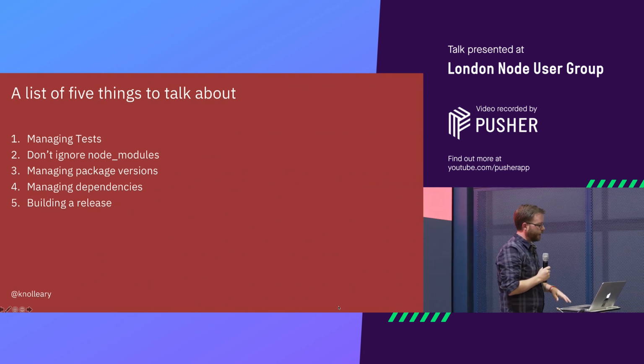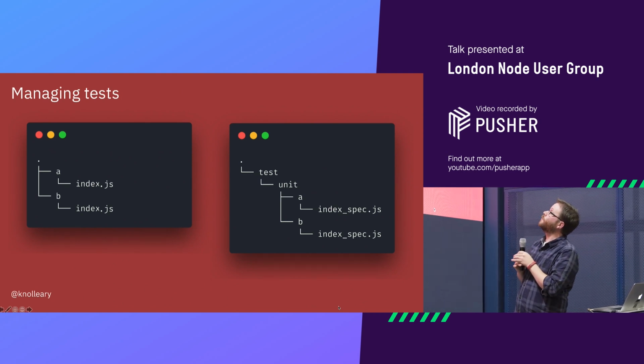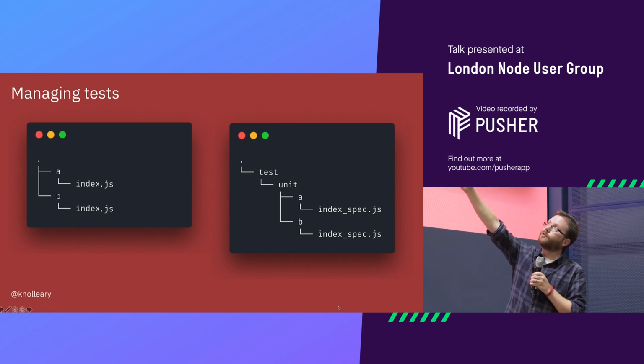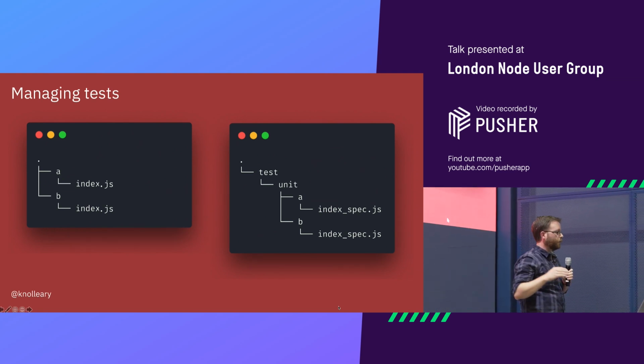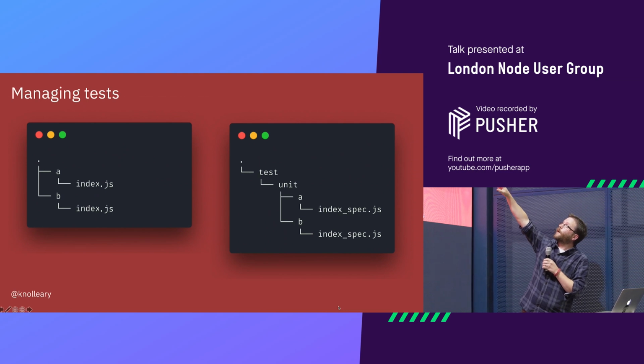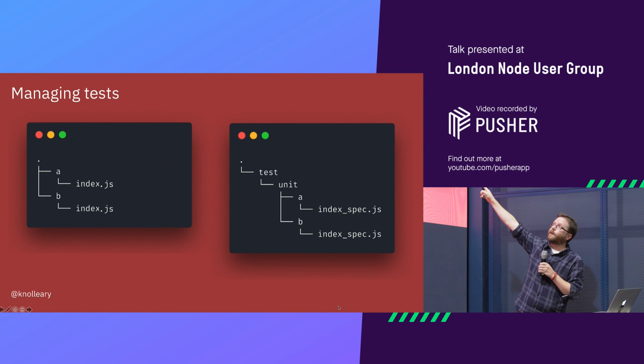So first is managing the tests. The Node-RED code base, we already had this structure that given a source tree, an index.js under A and B, under the test directory we have unit tests, and for every file in the source tree we have a corresponding spec file.